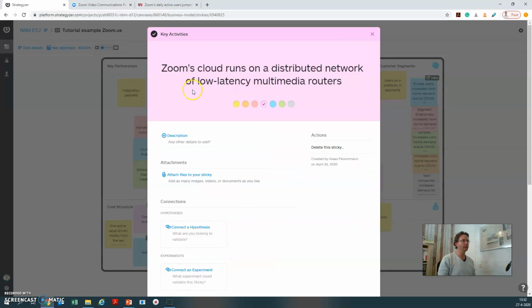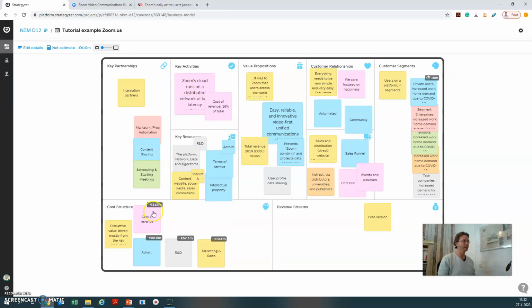Remember, Zoom's cloud runs a distributed network on low latency multimedia routers as the key activity. And I created a sticky note here with the same color. I did the same thing here with costs that are related to the key resources. Now, how did I arrive at these costs down here?